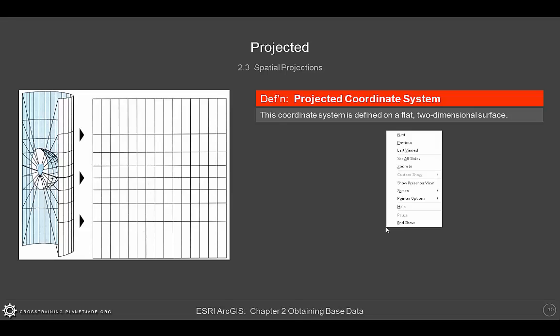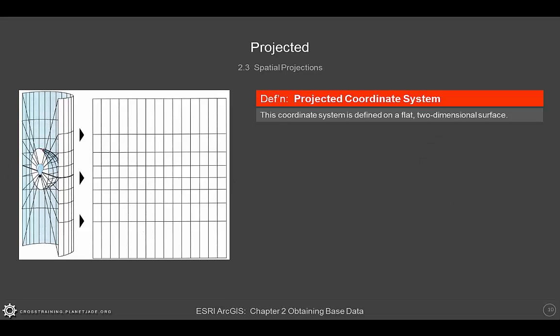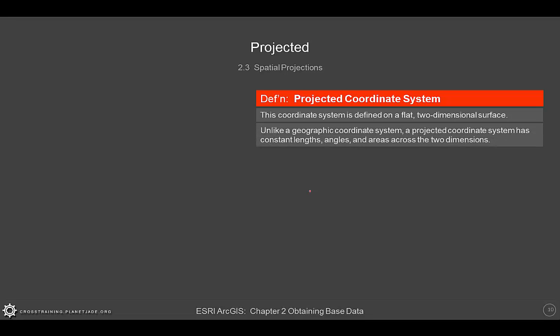So if we just examine this graphic, we can see here that it starts with the sphere around the center, and then there's a little light bulb in the center that shines in the sphere, and you can see that the lines on the sphere shine out on this little cylinder shape here, and then the cylinder shape is pretty much just rolled out flat like this. So that's how that works. Unlike a geographic coordinate system, a projected coordinate system has constant lengths, angles, and areas across the two dimensions.